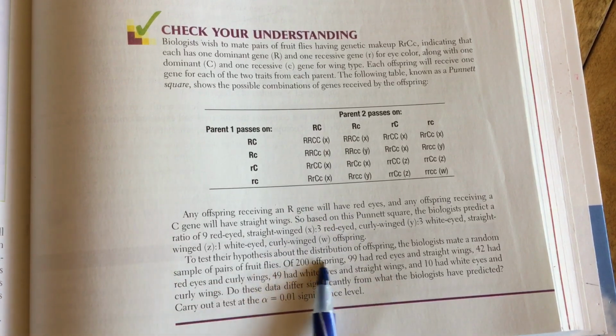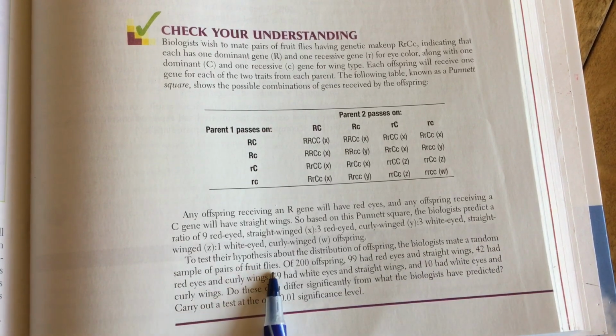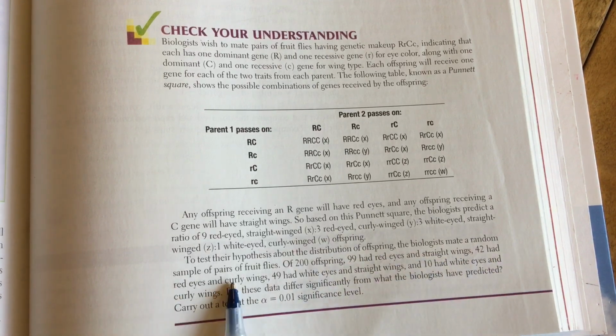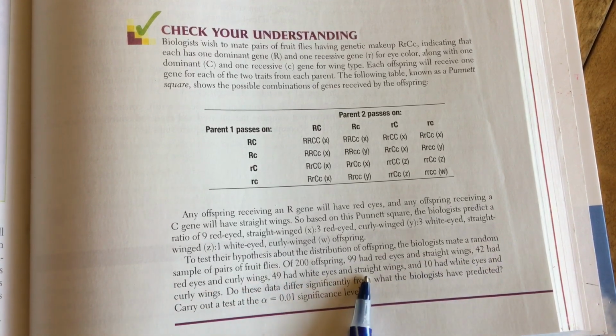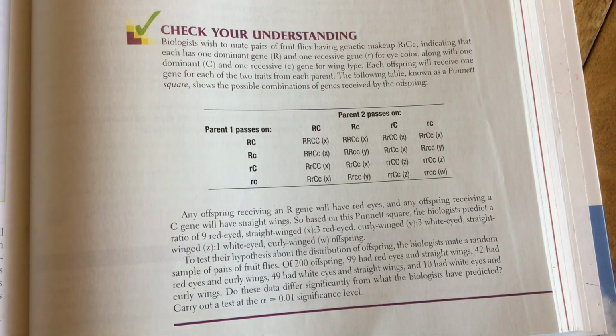Okay, so to test their hypothesis of the distribution of offspring, the biologist made a random sample of pairs of fruit flies. There's 200 offspring. 99 have the red eyes straight wings, 42 have the red eyes curly wings, 49 have white eyes and straight wings, and 10 have white eyes and curly wings. So does the data differ significantly from what the biologists have predicted? We're going to do a significance test at a 1% significance level.